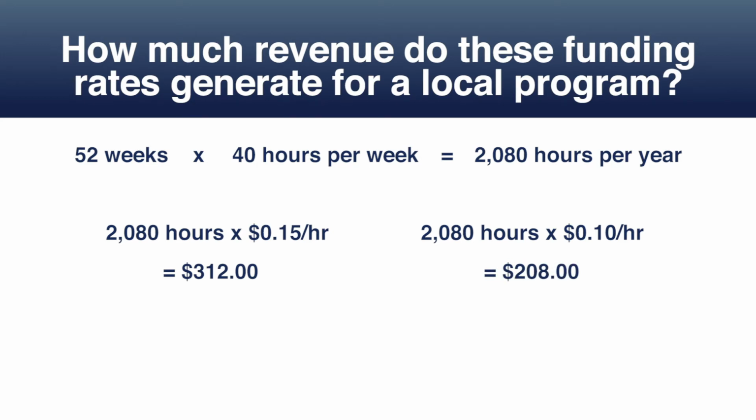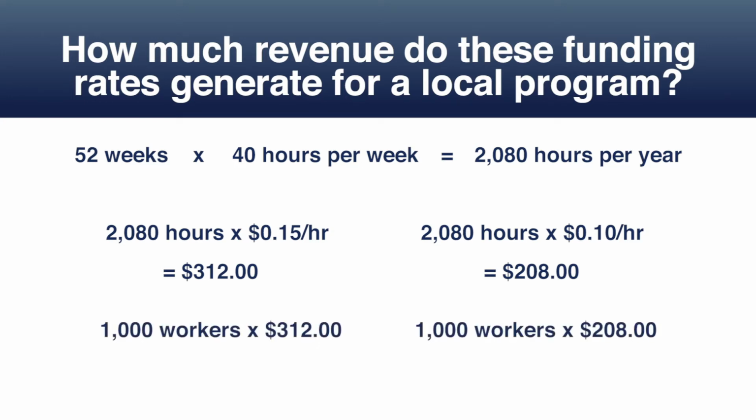So now you just need to multiply either $312 or $208, depending on the contribution, by the number of active represented workers at your facility. Let's say you have 1,000 workers at your facility. 1,000 workers times $312 would equate to $312,000 per year for a site generating 15 cents per hour. 1,000 workers times $208 would equate to $208,000 per year for a site generating 10 cents per hour. Once again, this is a rough estimate, but this may help you get an idea of the amount of funds your location could possibly generate per year.